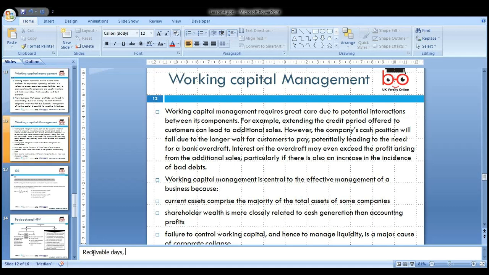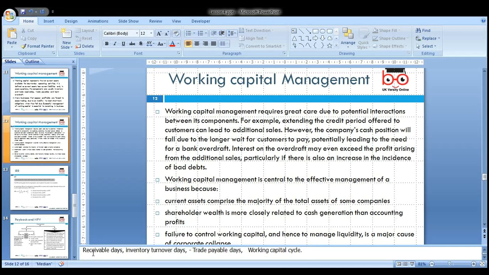receivable days, how many days it takes to receive your money from your customer. Inventory turnover days, how many days your inventory takes to change into finished goods and be sold, minus your trade payable days. So this shows the working capital cycle. So this is a working capital cycle.